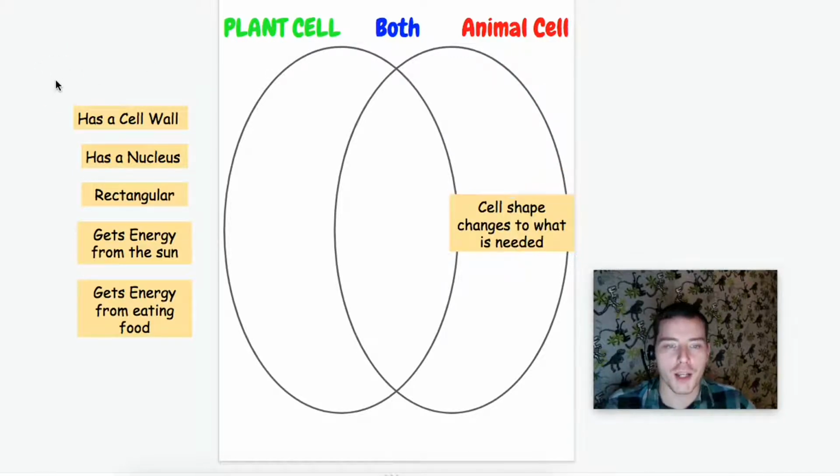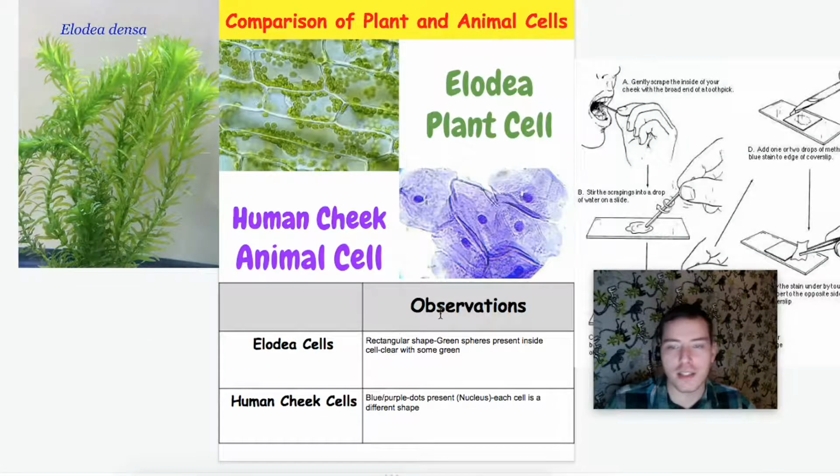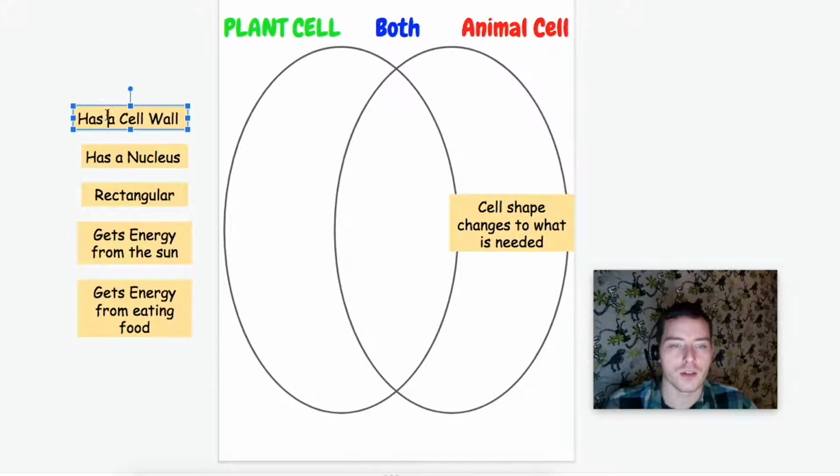Has a cell wall. So if you remember from middle school, a cell wall is what gives a cell its kind of protective barrier. And we know that humans don't have that, but plants do, which is what gives it that rigid rectangular shape. So it has a cell wall. Is a plant cell?